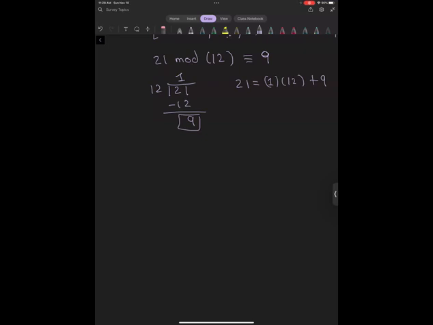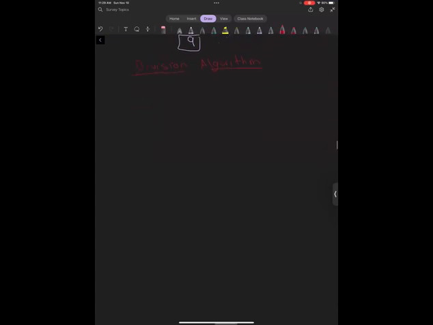Okay, so let me write it down. The division algorithm. So let me tell you that there are going to be some final presentations. And this is going to be one of them. So I'm going to give you a lot of time to prepare, but you need to prove the division algorithm and you need to record it and upload it in Blackboard.